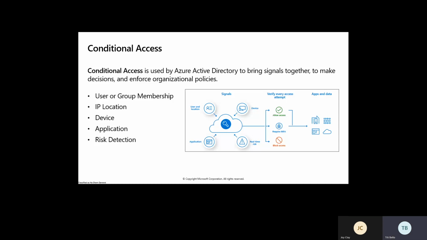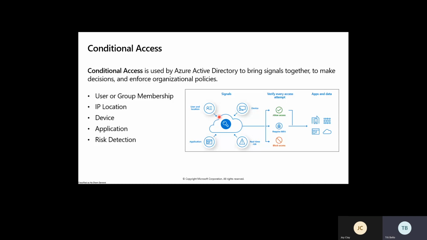So this way, you are setting certain conditions, you are enforcing certain policies to say, if this happens, then let this happen. So in essence, conditional access is used by Azure Active Directory to bring signals together, to make decisions and enforce organizational policy. So like I said, here on the screen, you will see these different signals.